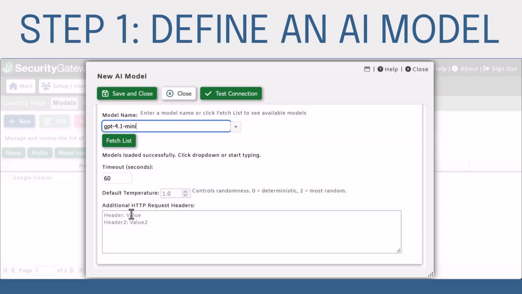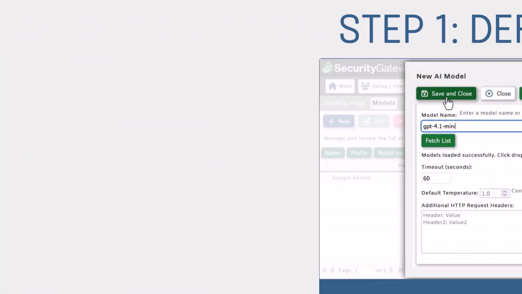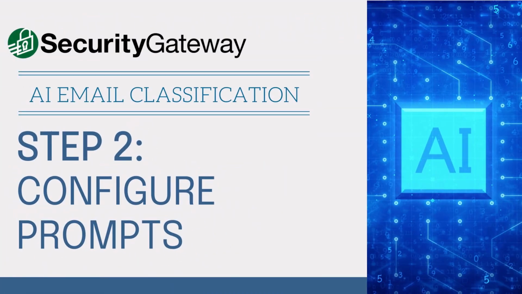Once your AI model is configured, click Test Connection on the top of the dialog to make sure that your server is communicating with the configured AI model. You can then click Save and Close to save your AI model. The next step in configuring AI classification in SecurityGateway is to configure prompts.